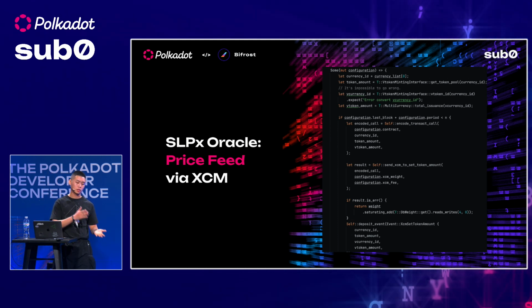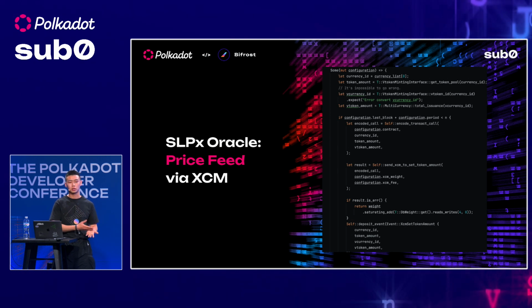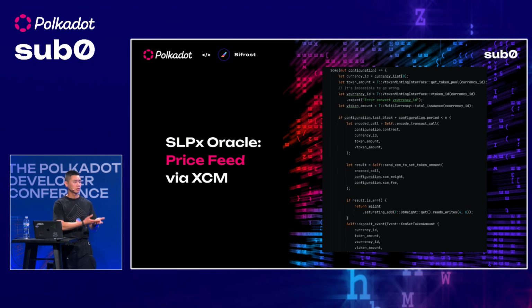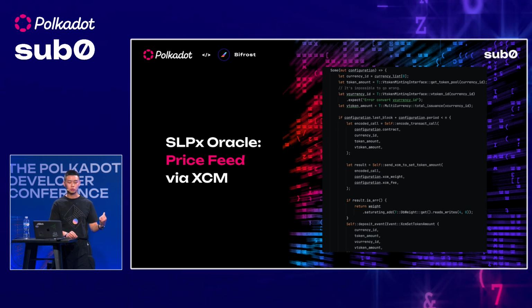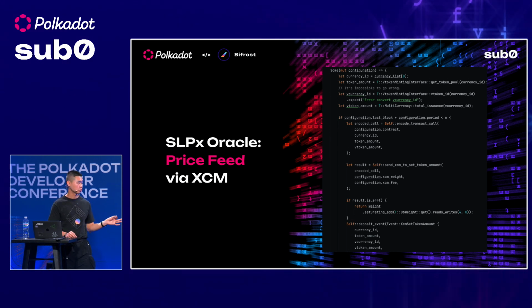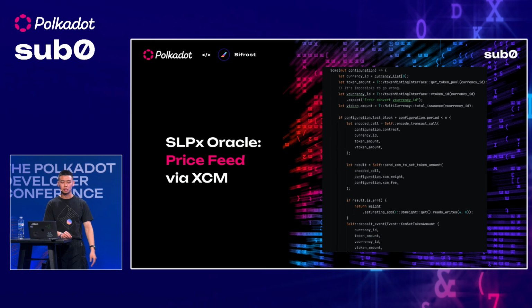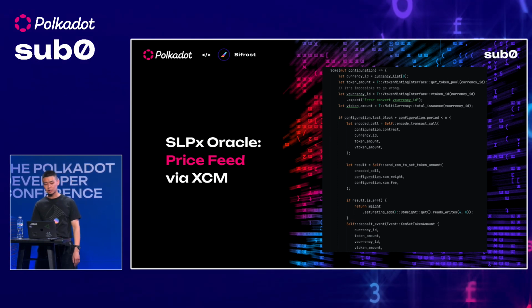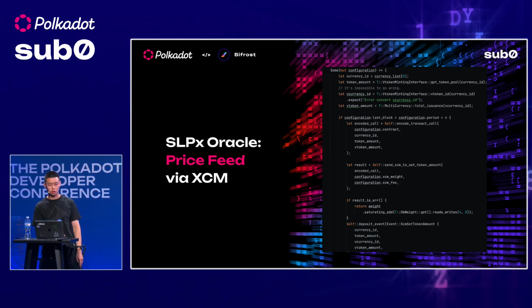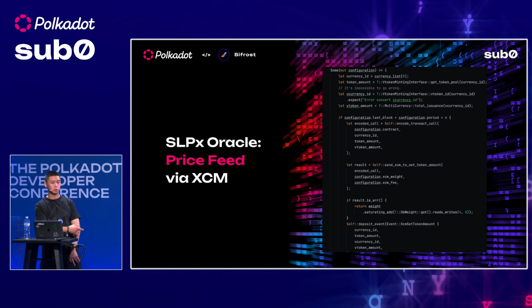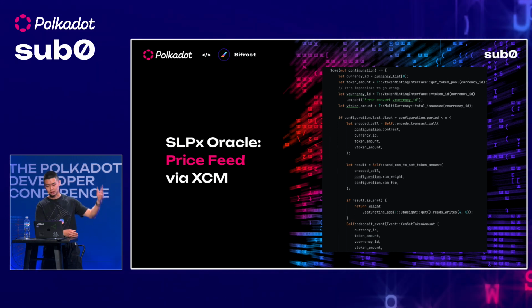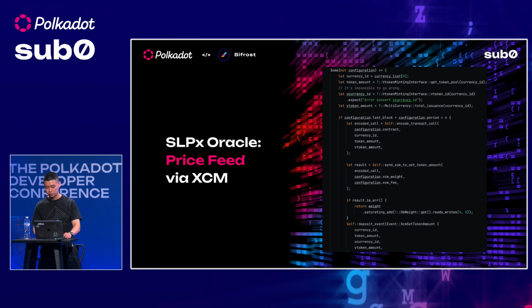The V token price, the exchange price between the V token and the token, is on the Bifrost runtime. So we need to provide that exchange price from the Bifrost runtime to the destination money market. That's the reason why we need to create this SLPx Oracle, to feed that exchange price between the V token and the token to the destination chain.